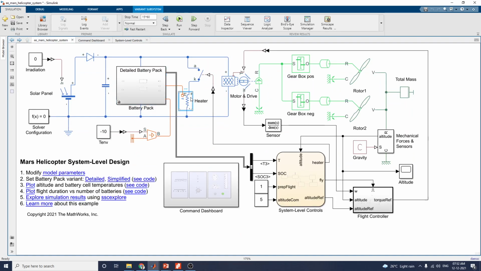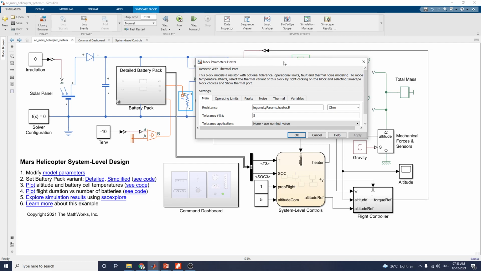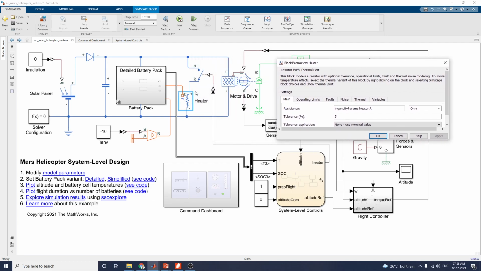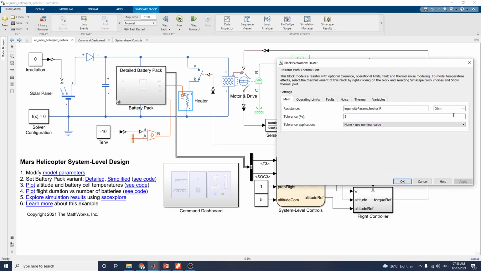Similarly, the heater is placed here. The heater subsystem block is a resistor with a thermal port. These block models are registered with optional tolerance, operational limits, faults, and thermal noise modeling. To model the temperature effects, select the thermal variant of this block by right clicking and selecting the Simscape block choices, and show the thermal port here. The operating limits, faults, and noise are at default values, so you leave them.